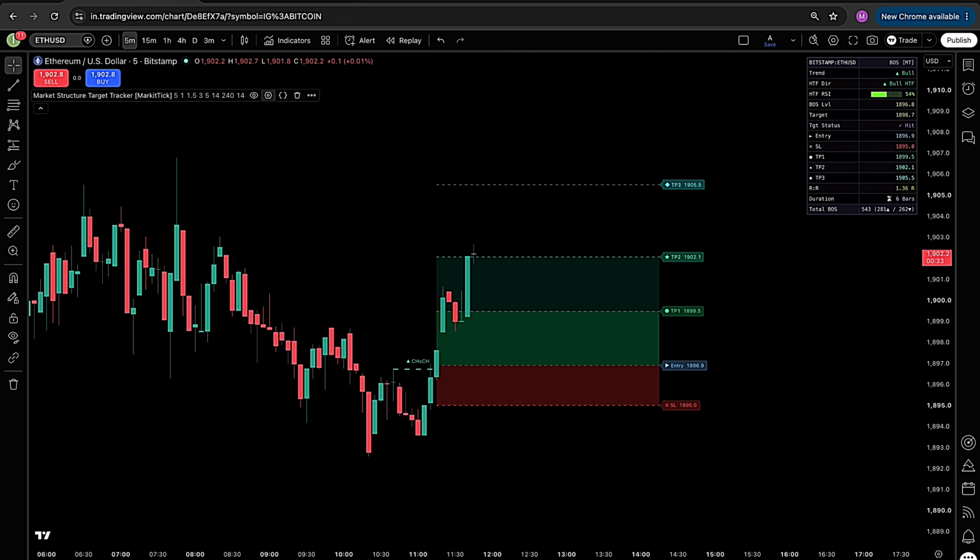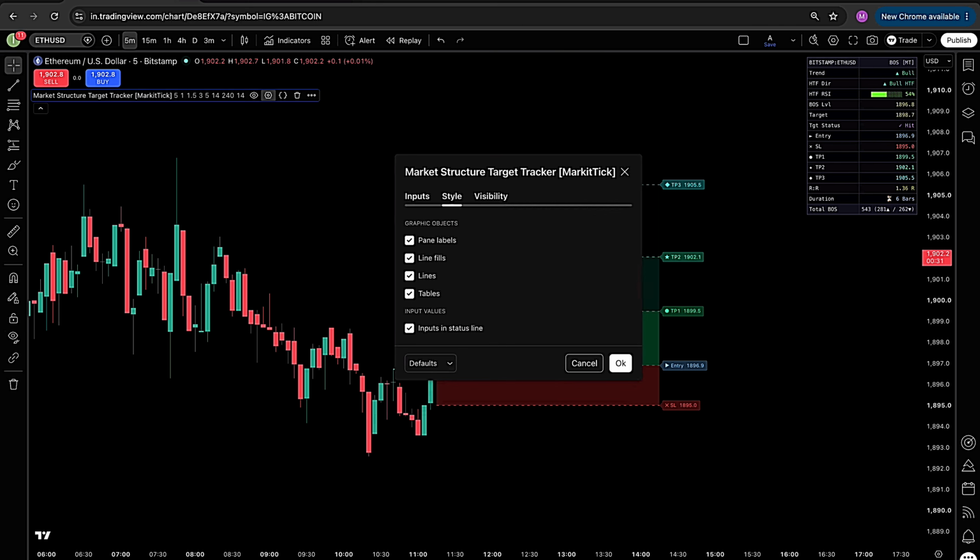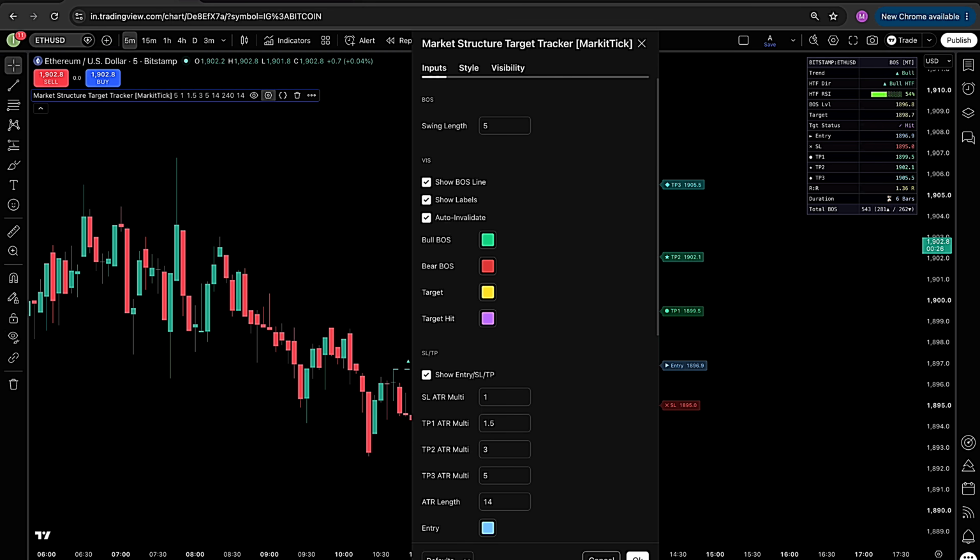I don't need to make many changes in its settings. I have already made a video on this indicator before, but since I am using two indicators here, I will make some different changes in its settings compared to the previous indicator. So the swing length here is 5. You need to leave it as default, 5.